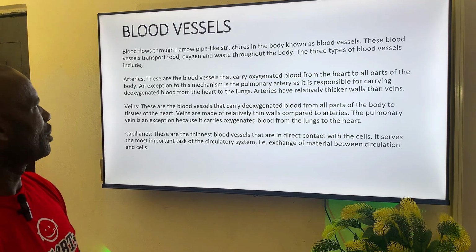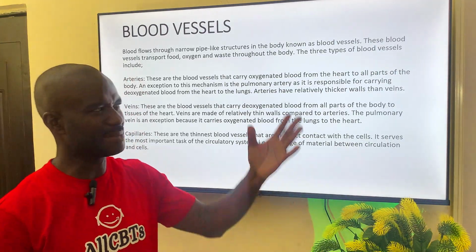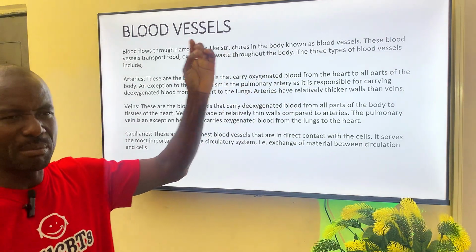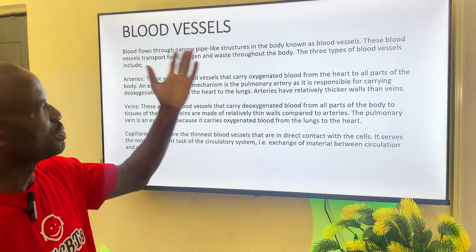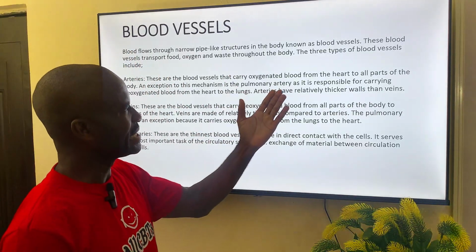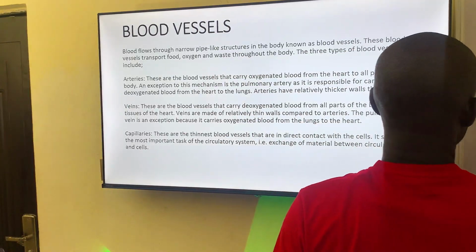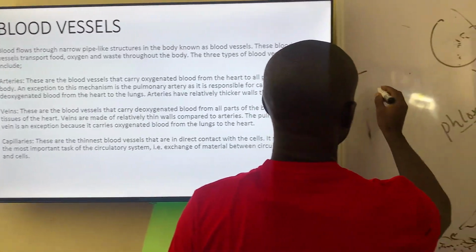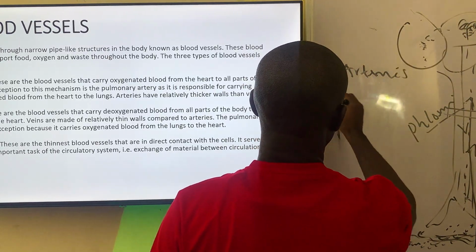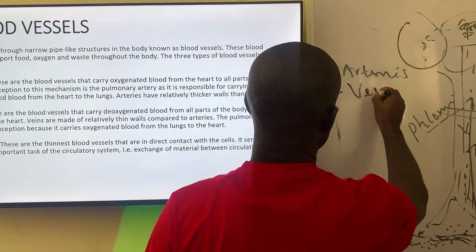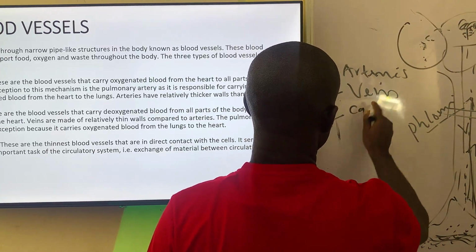There are three types of blood vessels. Of course, we have vessels that are able to carry the materials we mentioned above. Materials to be transported include water, hormones, and oxygen. So there are three types of blood vessels. Number one, we have the arteries. Number two, we have the veins. Then number three, we have what are called the capillaries.